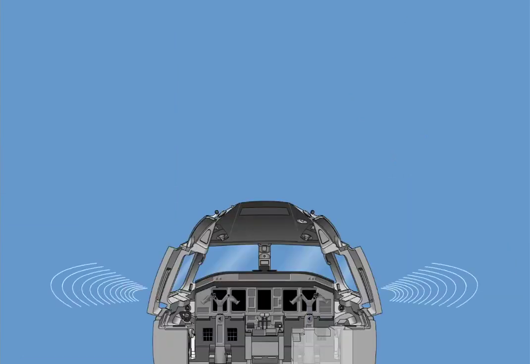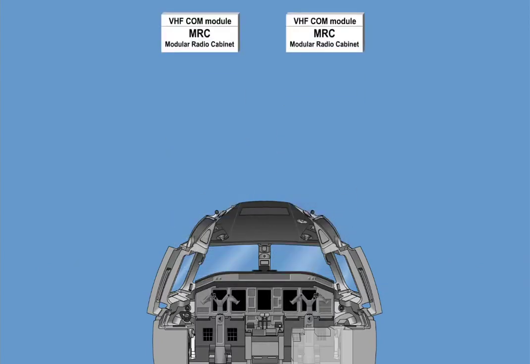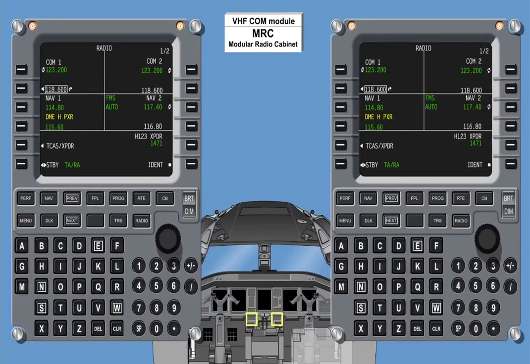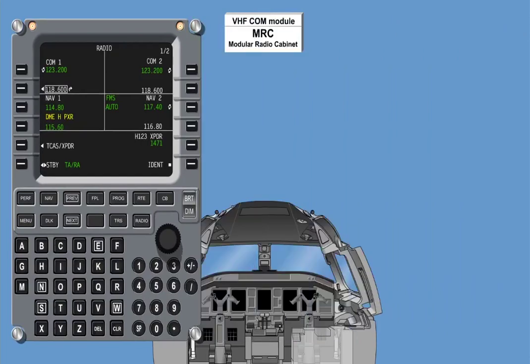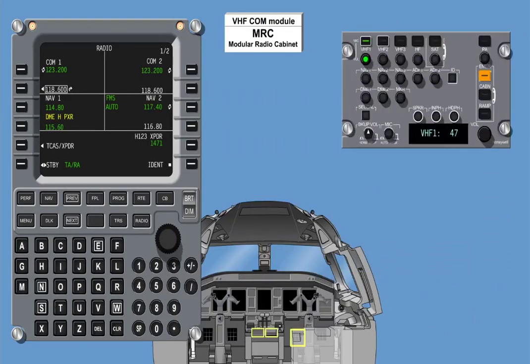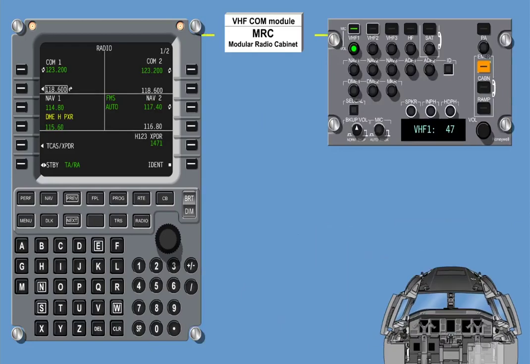Air-to-air and air-to-ground radio communication is established by the flight crew via two VHF COMM modules. They are located in the modular radio cabinets. Two MCDU and three audio control panels provide channel selection in the MRC via the MAU.